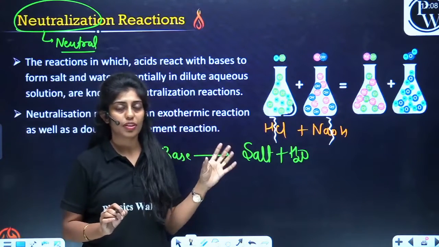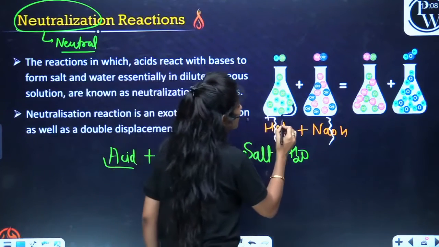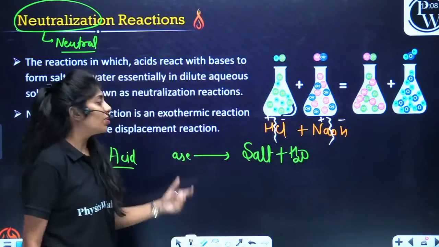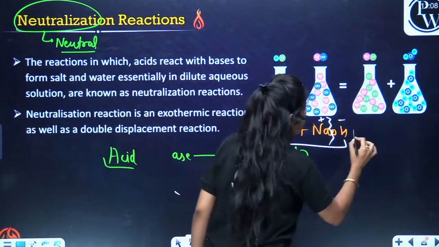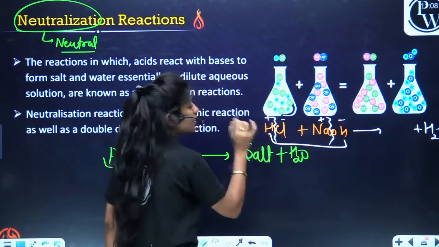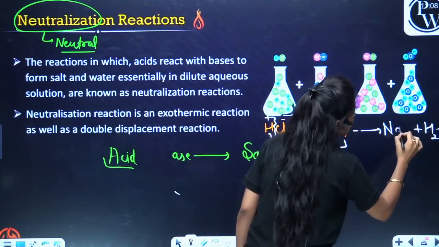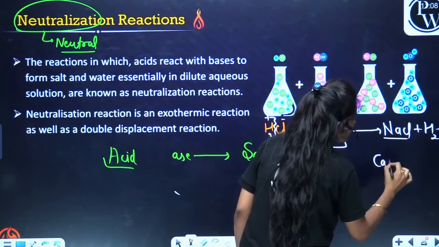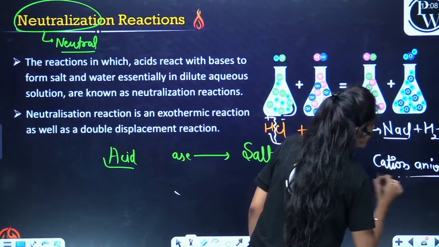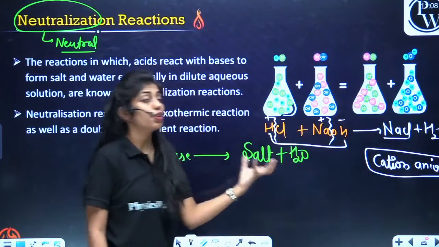You have to do it. Okay, so first part is positive, second part is negative. So what are we going to form? HOH will be forming water, and this Na positive Cl negative will be forming NaCl. Keep in mind, cation first, anion later. This is how you're going to have your products.